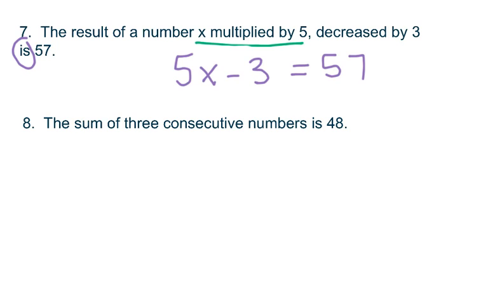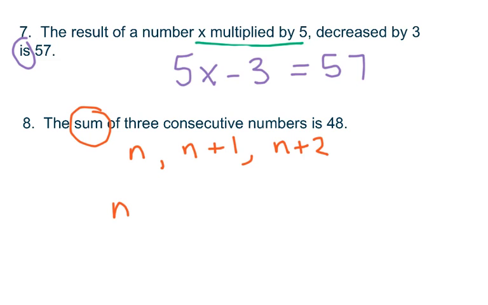The sum of 3 consecutive numbers is 48. Okay? So we already know from the previous video that 3 consecutive numbers, you would write down like this. n is your first one. The second one would be n plus 1. And your third number would be n plus 2. Okay? But they want the sum of it, so we're going to add this all together.